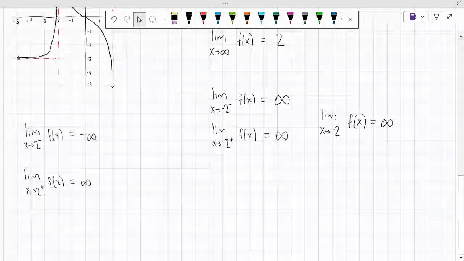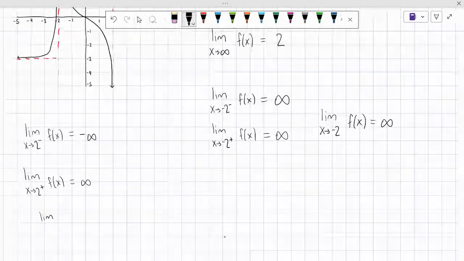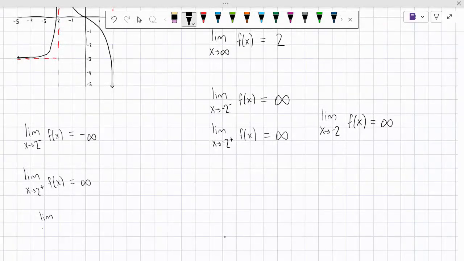And so here, the left and the right side limits give you different answers. So you could say the limit as x approaches 2 altogether will not exist.